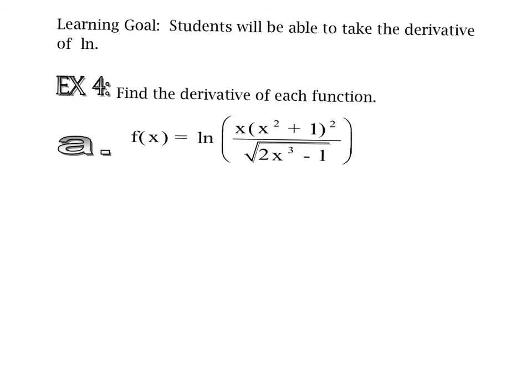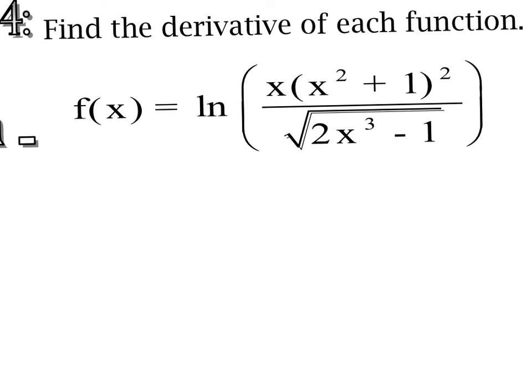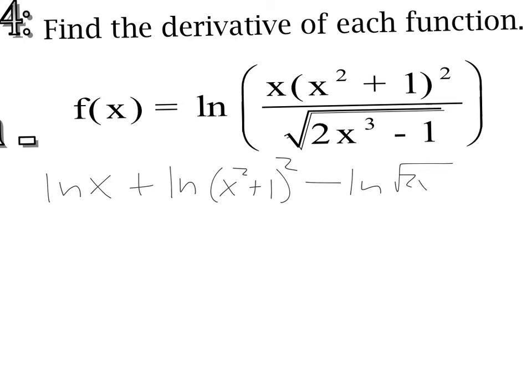Alright, so the first thing I'm going to do before I even start to take the derivative of this thing is just separate it out. Remember that I could write this as the natural log of x plus the natural log of x squared plus 1 squared minus the natural log of the square root of 2x cubed minus 1.